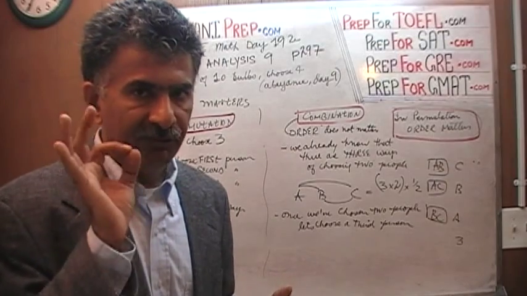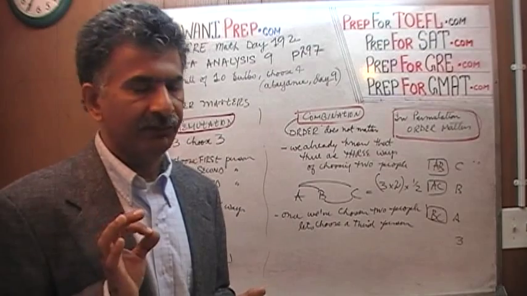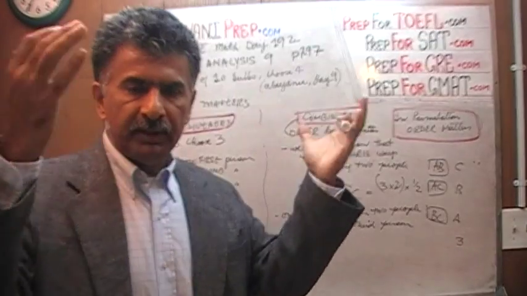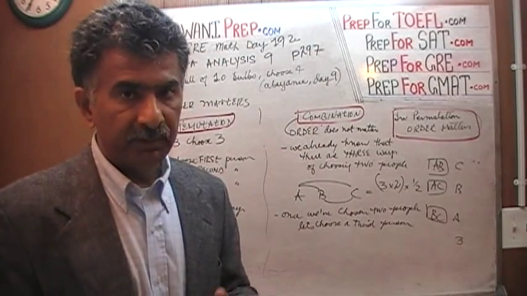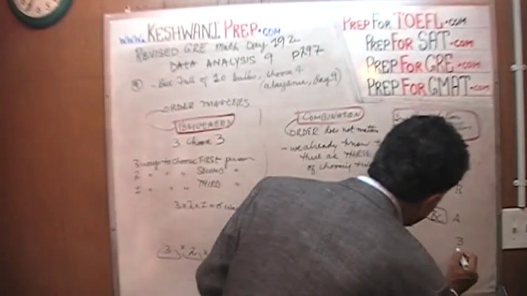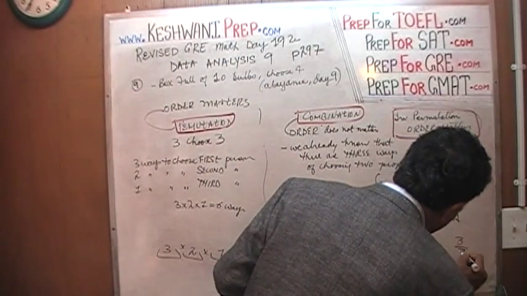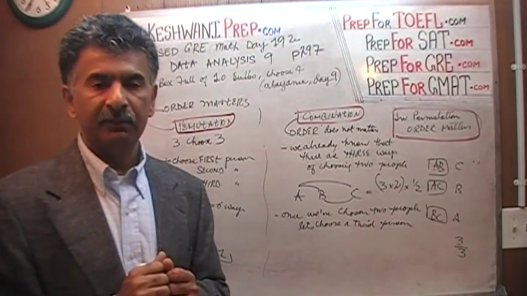The word combination has a very specific meaning in mathematics and statistics. So however many ways you found to pick a third person, you have to take a third of it, because everything is being repeated. Everything is being counted 3 times.